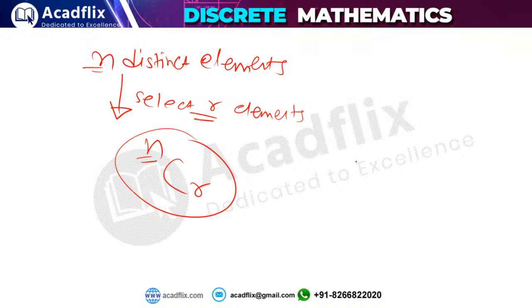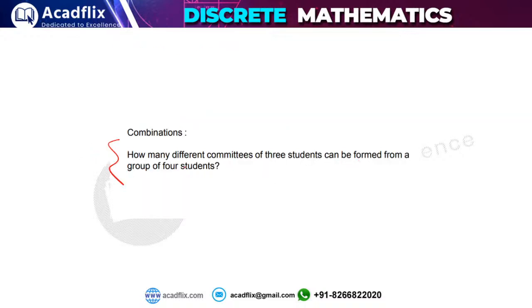So you can solve this question. Try this question: How many different committees of 3 students can be formed from a group of 4 students? So basically he's saying like this. You have 4 students. Let's assume A, B, C, D.